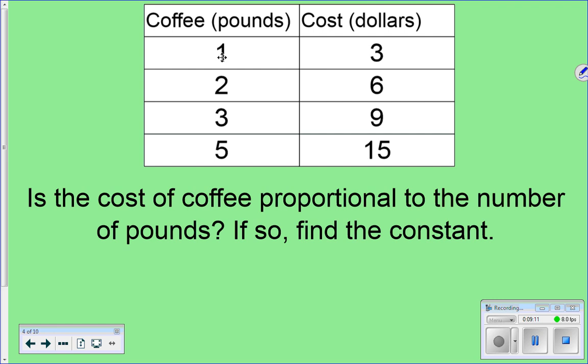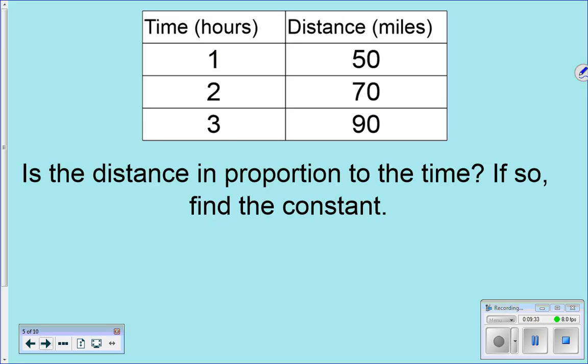So let's say they don't include 1. Let's pretend this isn't even here. Still in proportion? Yes. But do I still know my constant? Sure. If you know what's in proportion but you don't know the constant, take 6 divided by 2, 9 divided by 3, 15 divided by 5. It's still always 3. Yep. All right, so let's talk about this one.